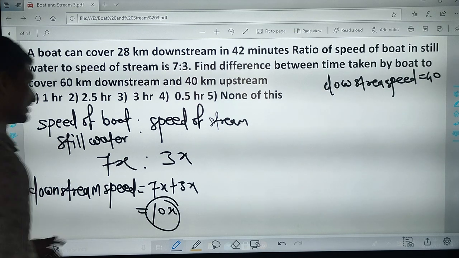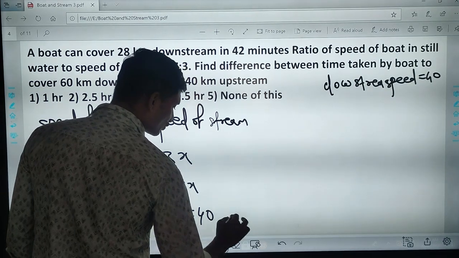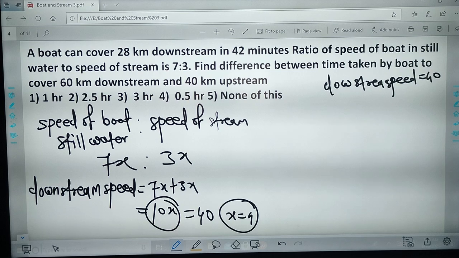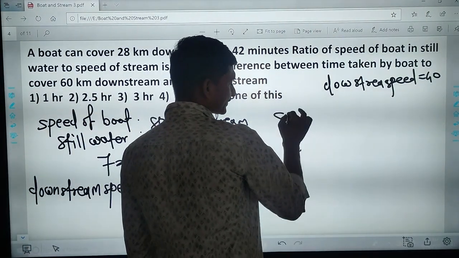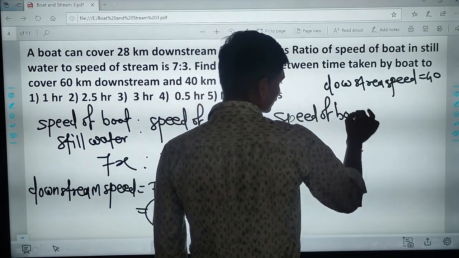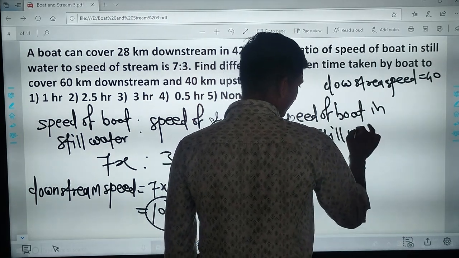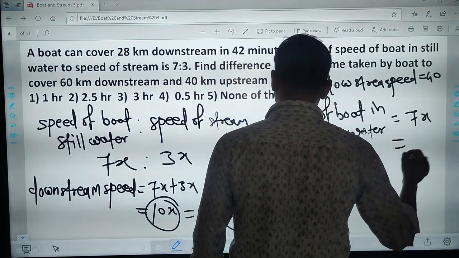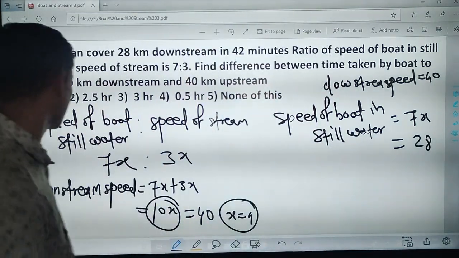Then 10x, where downstream speed is 40. 10x is equal to 40. Then x is equal to 4. Then speed of boat in still water is 7x, that is 7 into 4, which is 28.